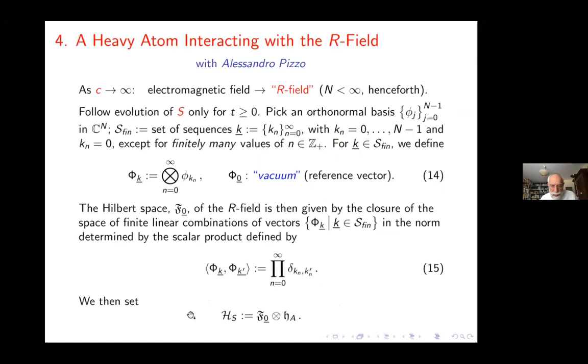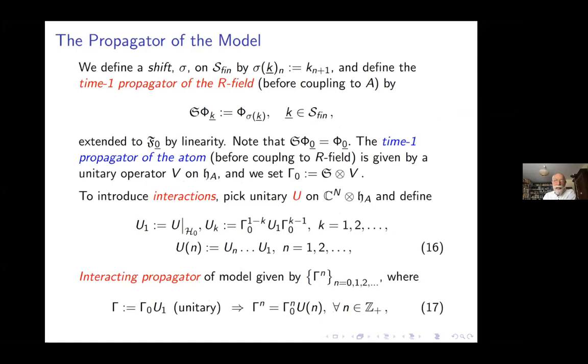We choose for the Hilbert space of the system the tensor product of F sub zero, that's the analog of the Fock space, tensored with the atomic Hilbert space H sub A. We now define a shift sigma. A shifted sequence sigma applied to a sequence k underlined at the position n is simply k sub n plus 1. This shift enables us to introduce a unitary operator, script S, which when applied to phi sub k simply is phi applied to the shifted sequence sigma of k. This map is obviously unitary, and so it can be extended to the entire space F sub zero by linearity. It leaves the vacuum, that vector phi sub zero, invariant.